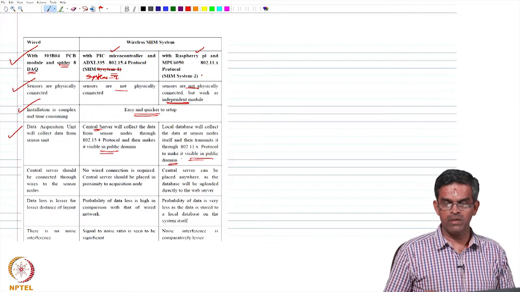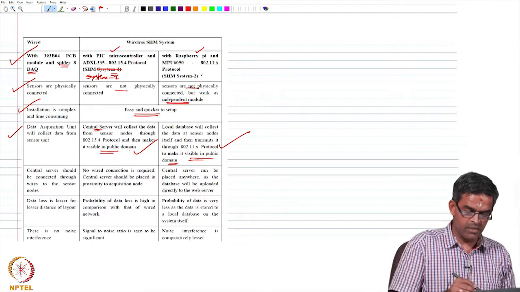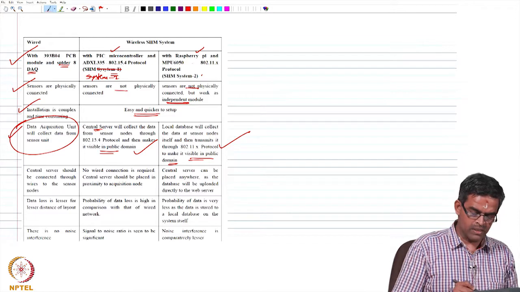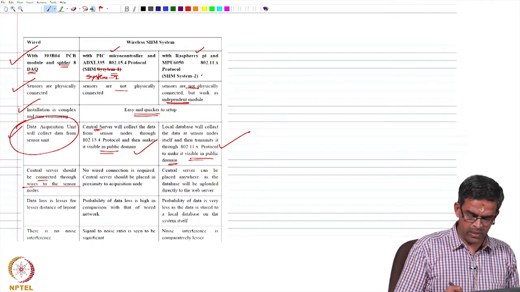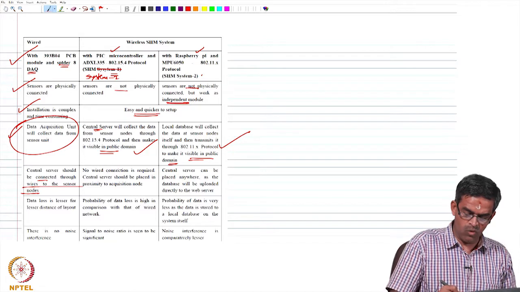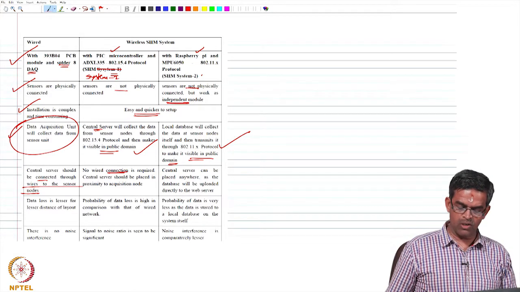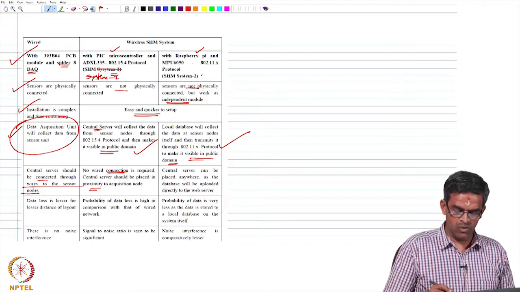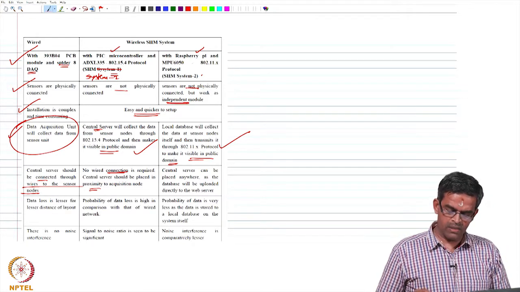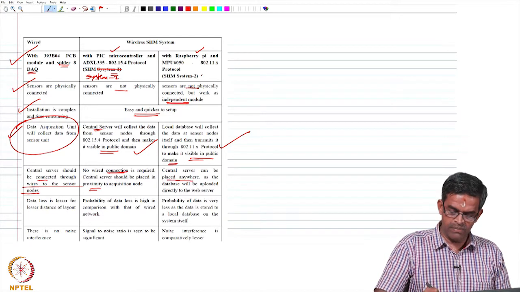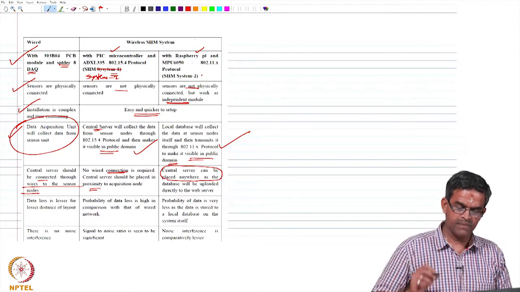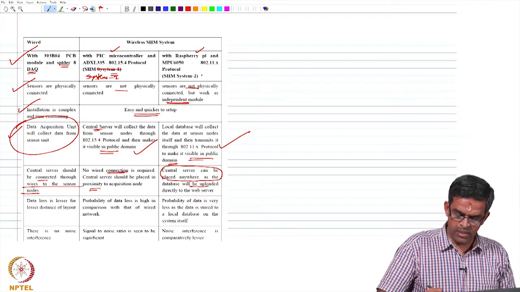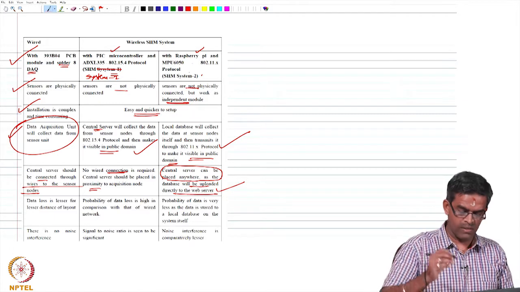So, the data acquired is available for checking, whereas in this case the data acquired is not known. Okay. The central server should be connected through wires, that is the catch here, whereas no wired connection is required. The central server should be placed closely because we have a distance restriction to the acquisition node, whereas in this case the central server can be placed anywhere because we are having a different protocol for wireless communication system, because the database will be uploaded directly to the web server in system 2.